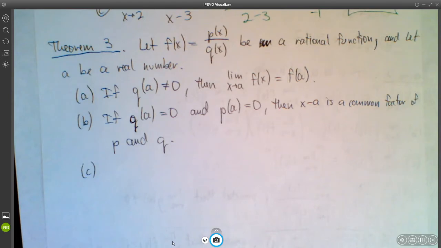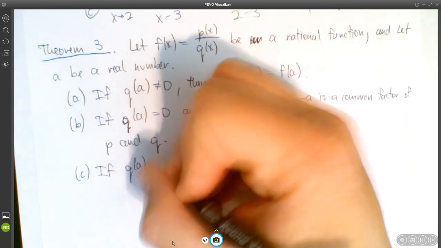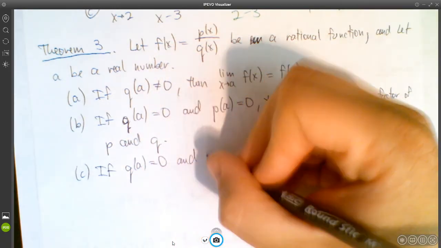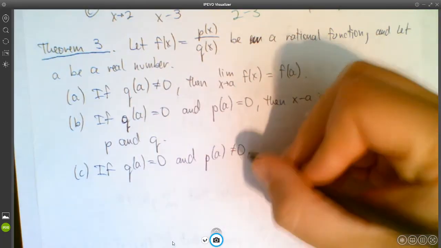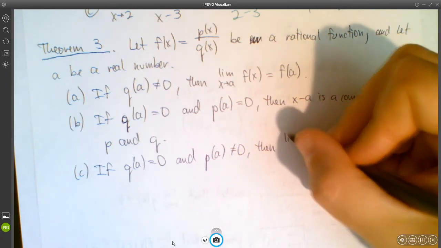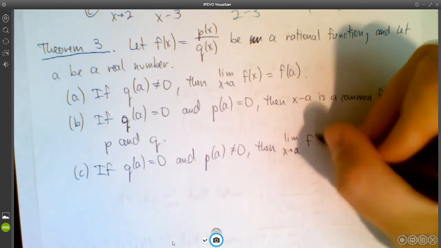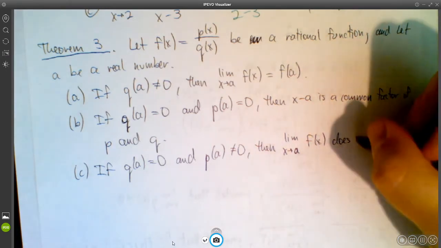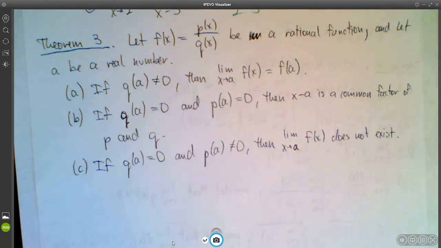Okay. And then the third scenario is, it could be the case that q of a is 0, but p of a is not 0. If that's the case, then the limit as x approaches a of f of x does not exist. So if you plug in a and you get something like 7 over 0, then automatically you know that the limit doesn't exist. We can be a little bit more specific than that, though.